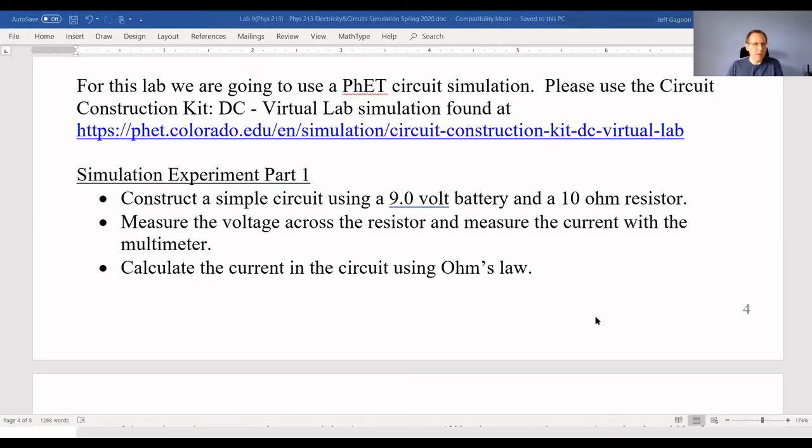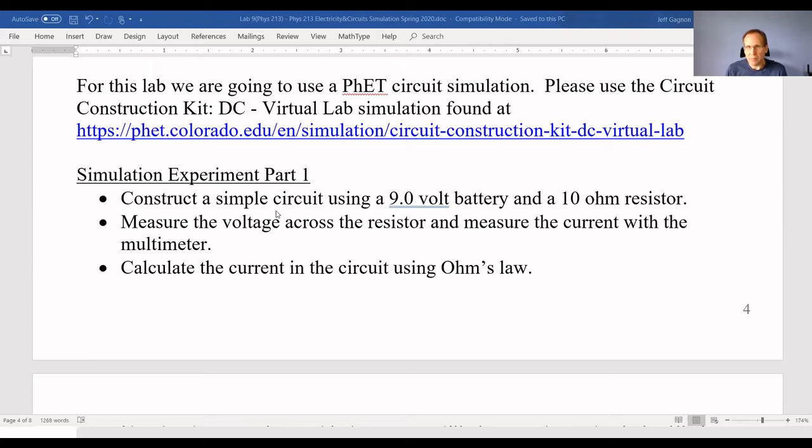Okay, so actually, before I do that, let's look at the handout again, at your lab handout. So again, this is going to be a simulation. It's called Circuit Construction Kit, DC, direct current, virtual lab simulation. And here's the link to it. I also will put the link on Brightspace separately. So what I want you to do first, and I'll describe all of this as we go through it, but let's just look at the handout.